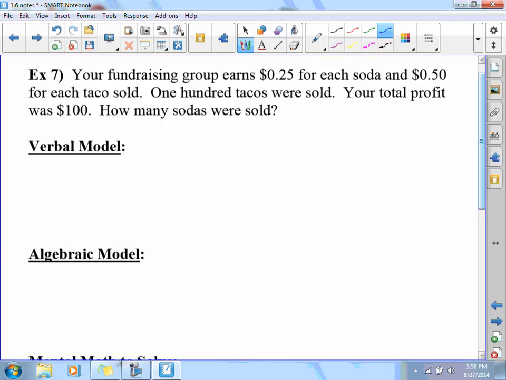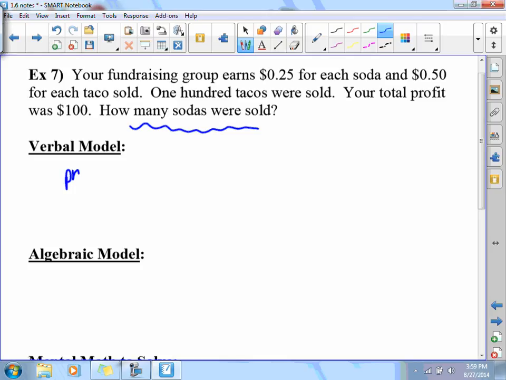So there's a lot of stuff that's being sold. And we want to know how many sodas there are that were sold altogether. That's what we want to know. Okay? So we know that there are sodas and there are tacos. We know that you have a certain price for each taco and a certain price for each soda. And you have a total amount of money at the end. So that's how we're going to set up our verbal model.